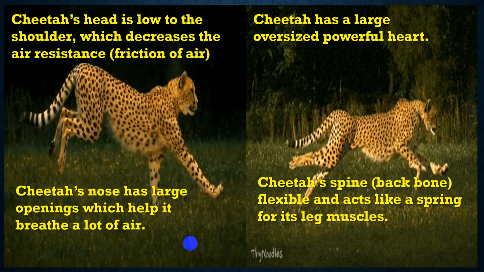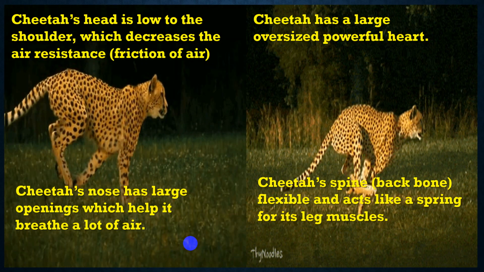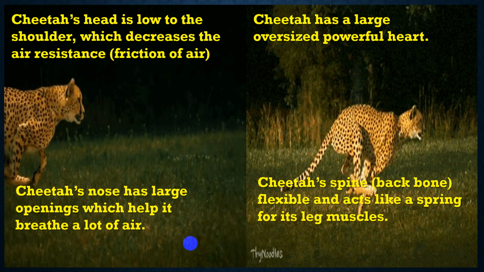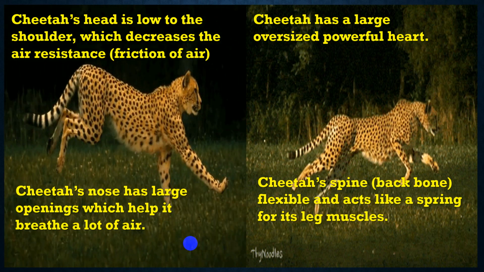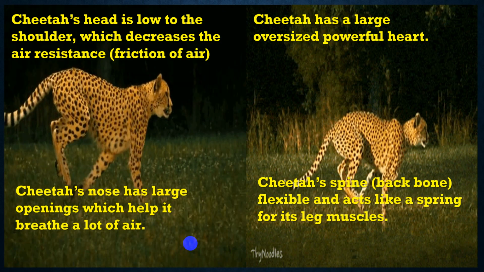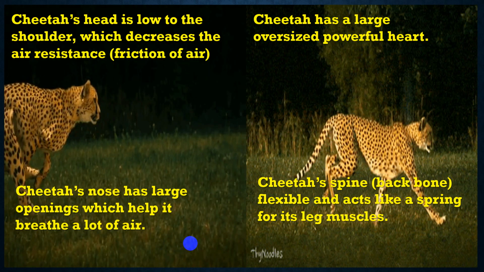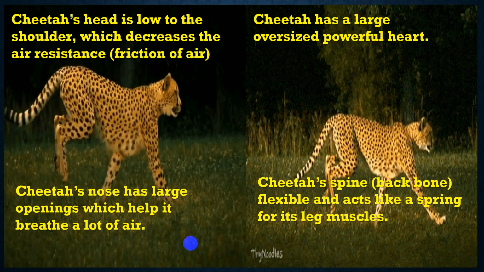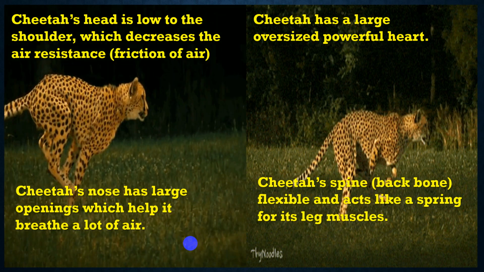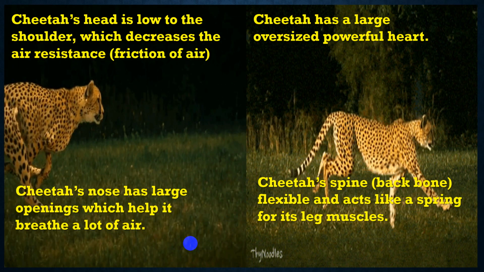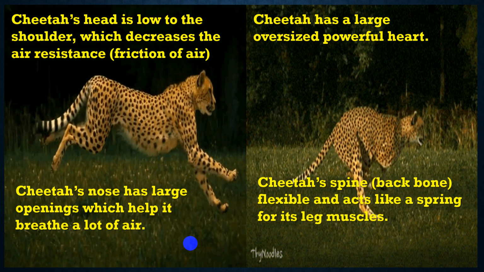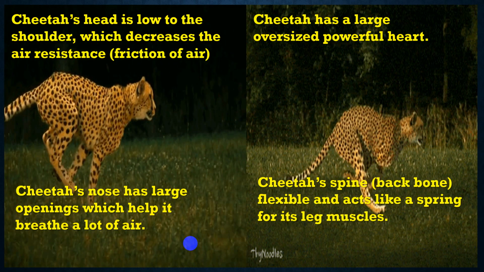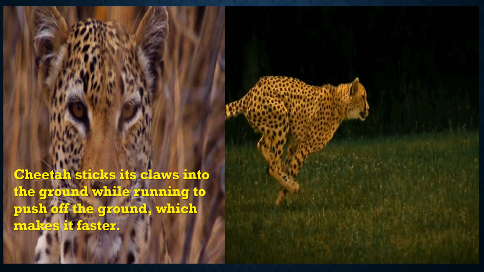And last but not least, the cheetah's spine, which I mean backbone, as we saw in the video, is extremely flexible and acts like a spring. Do you know what a spring is? We can find this spring in a trampoline, for example. So the cheetah's spine or backbone is extremely flexible. It can bend and acts like a spring for its leg muscles.